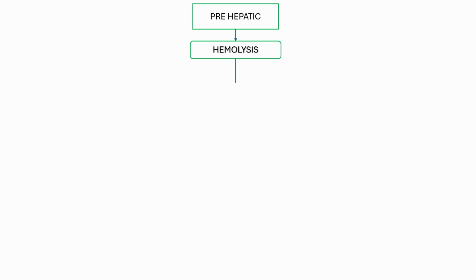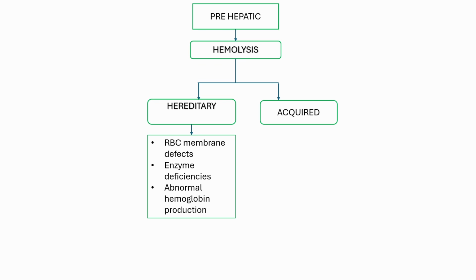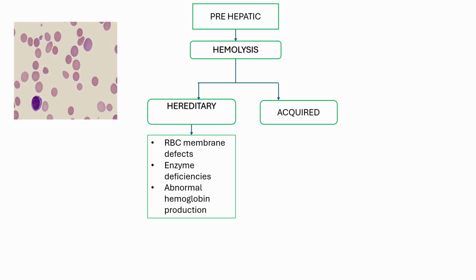Okay. So prehepatic jaundice is because of hemolysis, and this hemolysis can be due to congenital or acquired causes. So hereditary or acquired. What are all the hereditary causes of hemolysis? There may be membrane defects, enzyme deficiencies, or abnormal hemoglobin production. Membrane defect examples are spherocytosis and elliptocytosis; enzyme deficiencies like G6PD deficiency or pyruvate kinase deficiency; and abnormal hemoglobin production like sickle cell anemia, thalassemia, all those things.